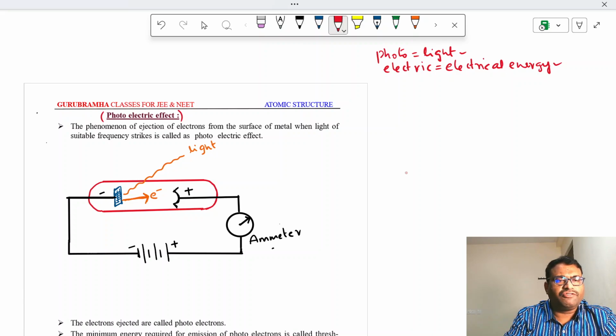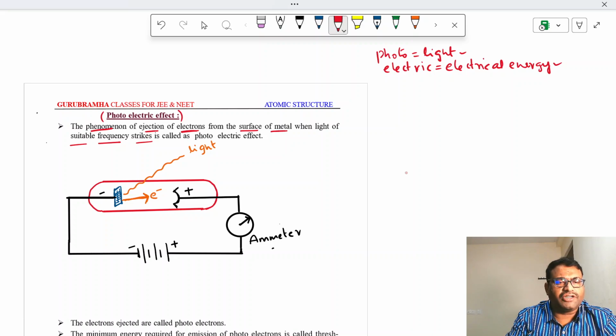So what is photoelectric effect? In the definition, if you see, it is the phenomena of ejection of electrons from the surface of a metal when light of suitable frequency strikes it. Regarding definition, what is photoelectric effect?